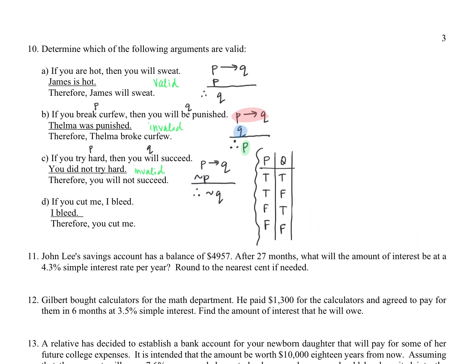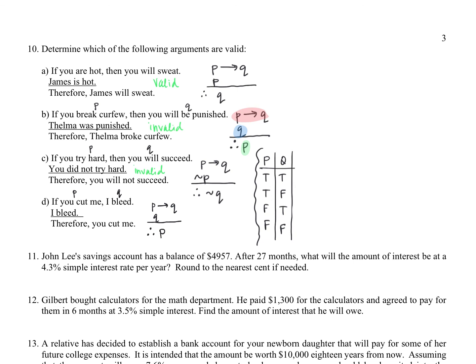But here we go. All right, so now we have part D. If you cut me, I bleed. Even though it doesn't say a then, it's still an if-then statement. So we have P implies Q. It says, I bleed, so that's Q. Therefore, you cut me. So P implies Q, Q, then I conclude with P.